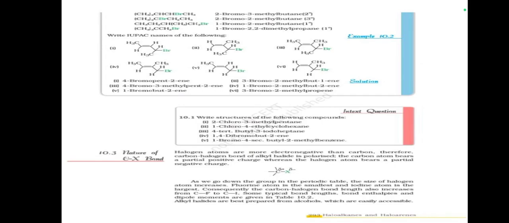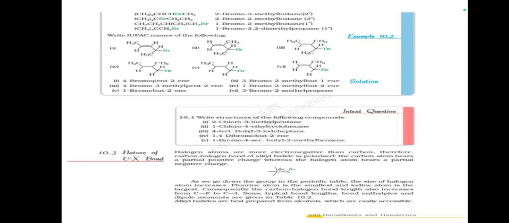Nature of carbon halogen bonds. Halogen atoms are more electronegative than carbon. Therefore, the carbon halogen bond of alkyl halide is polarized. The carbon atom bears a partial positive charge, whereas the halogen atom bears a partial negative charge.